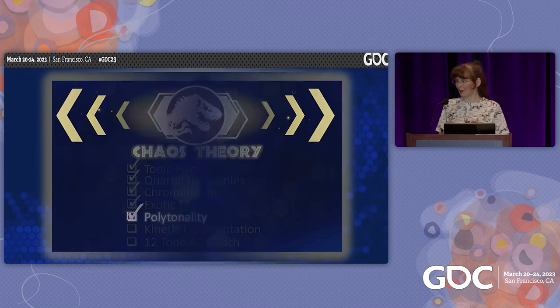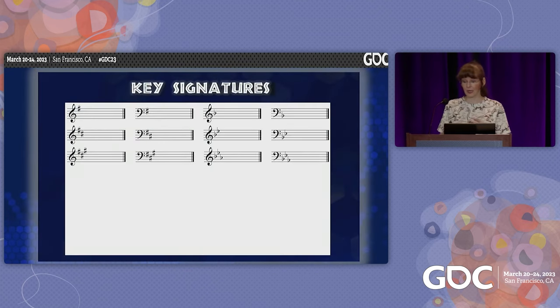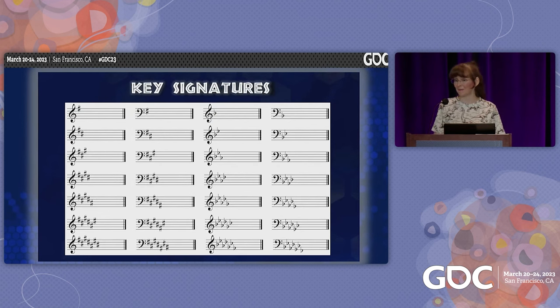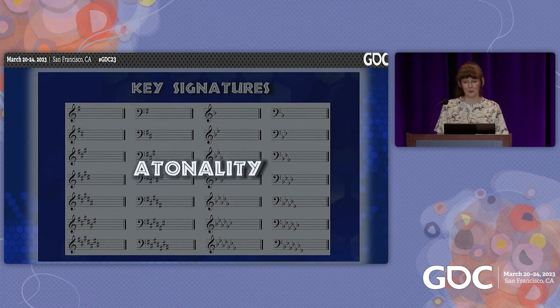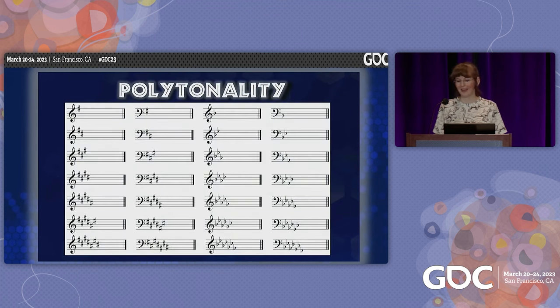We're all very familiar with traditional key structures and signatures. In classic music theory, key signatures control what chords we hear, what harmonic progressions may occur, what melodies may take shape. Now, when we go fully atonal, we distance ourselves from all of these rules, but with polytonality, we keep using them, albeit in a more devious sort of way.